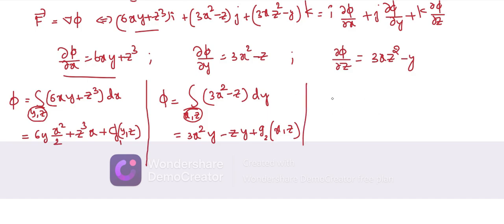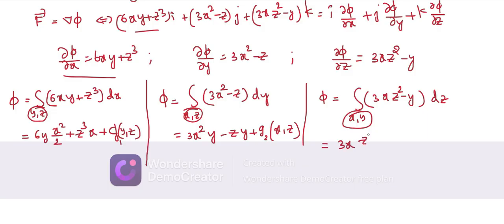And here let us do the direct integration with respect to z. So phi equals the integration of 3xz square minus y with respect to z. While doing that, x and y are constant here. So 3x is constant. The integration of z square is z cube by 3 with respect to z, minus y is constant. The integration of 1 with respect to z is z. Plus we need to write the integrating constant, that is g3 of x comma y.